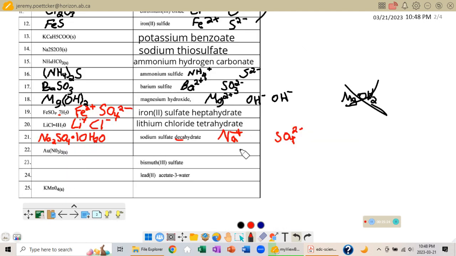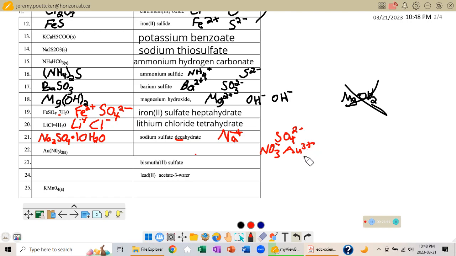So I start with the NO3. I have 3 of those. So I know, okay, NO3 with a minus charge. I have 3 of those, so that means I have a total of 3 minuses, which means my 1 Au has to be the 3 plus version of this thing. Right, so this is going to be Au, and it's going to have a 3 plus.